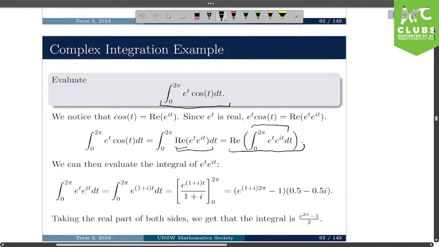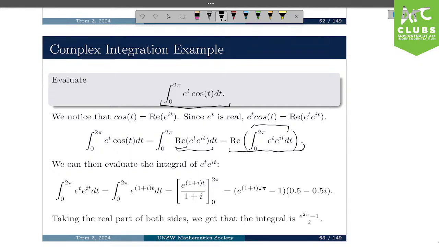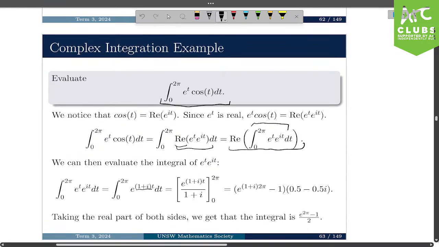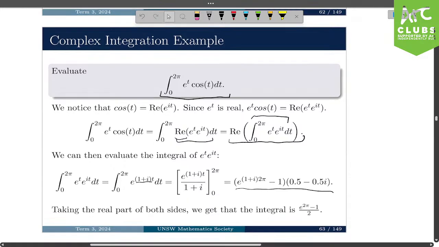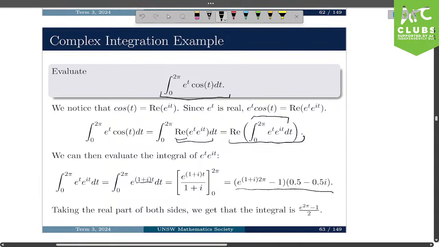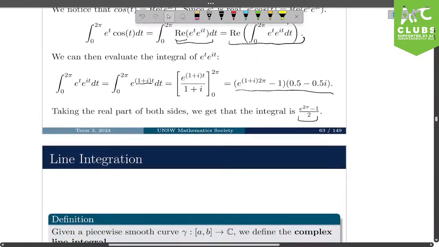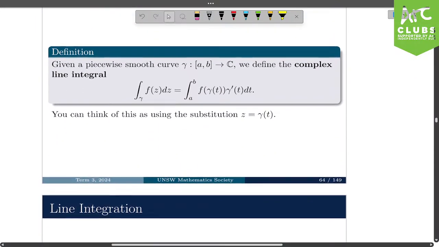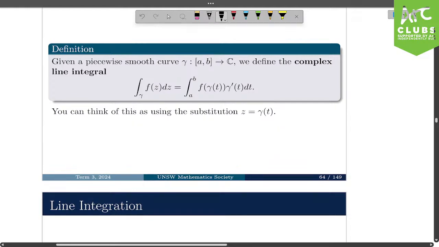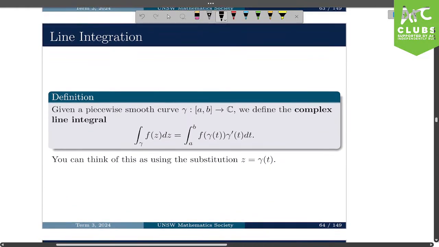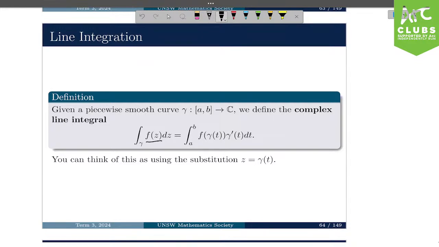Evaluating this integral is pretty easy, because we can just bring this e to the t into the exponent, and then we're just integrating an exponential function with a linear exponent, which is quite easy. We get this value, and we're taking the real part of this value to find our answer, which turns out to be e to the 2 pi minus 1 over 2. Okay, now onto something a little bit harder. We're taking integrals of complex functions that have a complex input rather than a real one.